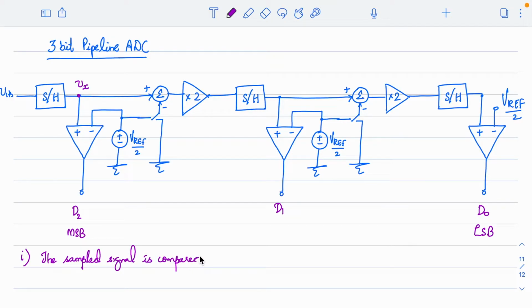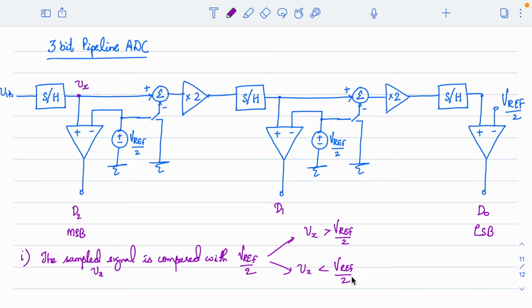Right. Now, the rest of the operation depends on this comparison result, right? So when you compare this Vx with Vref by 2, two cases can happen. One is your Vx can be greater than Vref by 2. The other is your Vx can be less than Vref by 2. For these two cases, two things should happen, right?